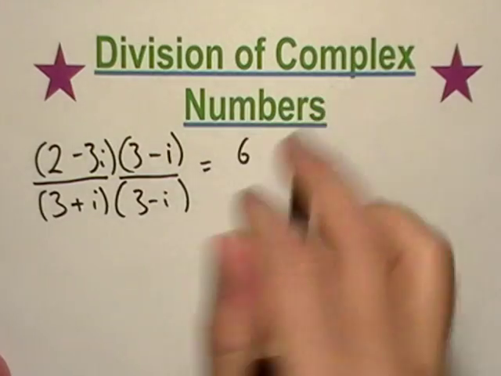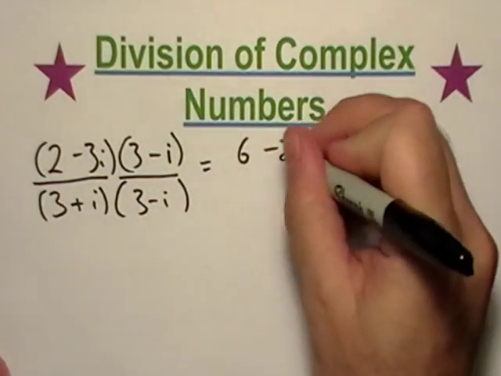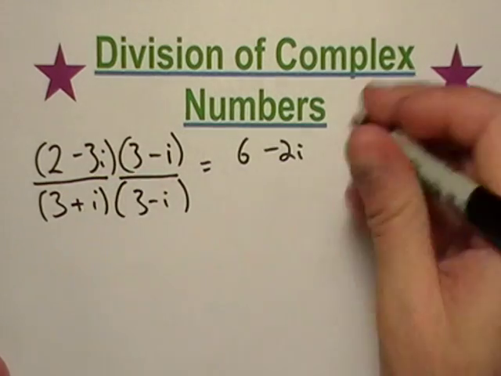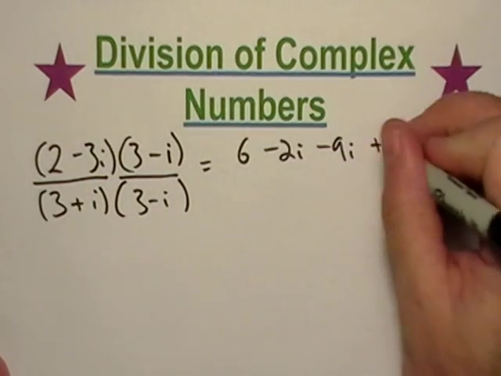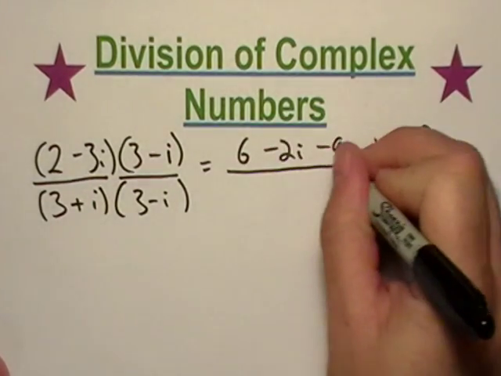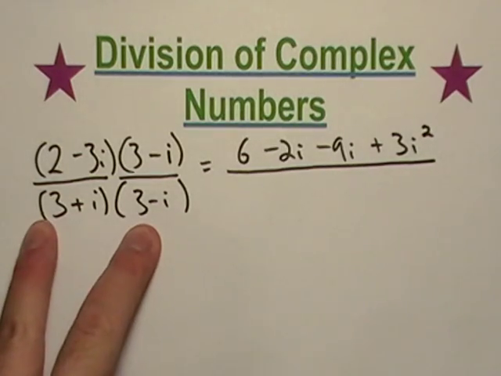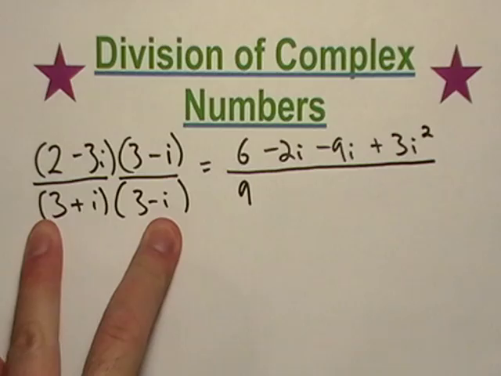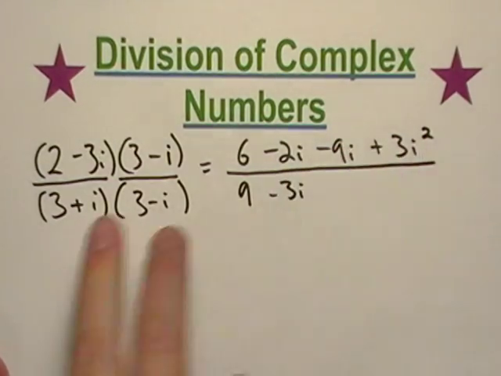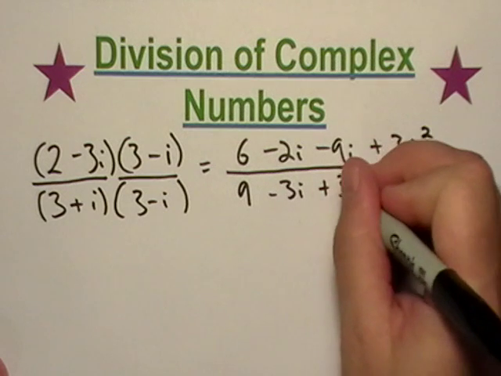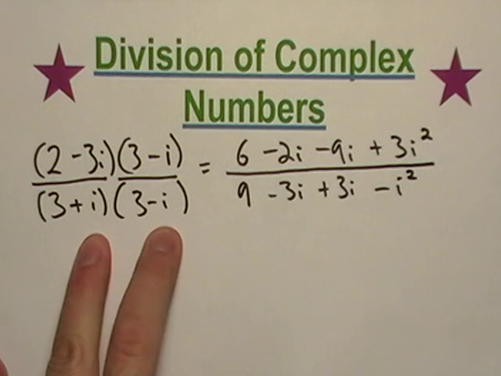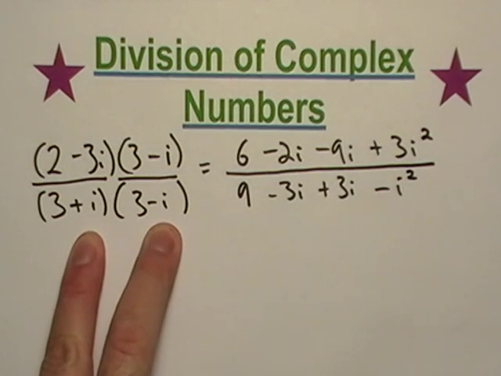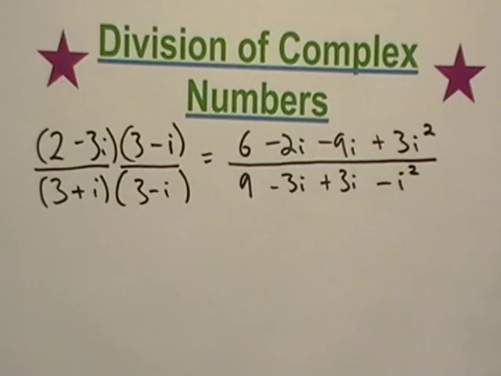Okay, so where's my first term? That's a 6. Then I've got a -2i. Then I've got a -9i. Then I've got a positive 3i squared. Now I got a positive 9. Now I got a -3i. Positive 3i. And I have a negative i squared. Don't let the negative and the positive fool you on the sign. It's still negative. i squared is what we're looking for.